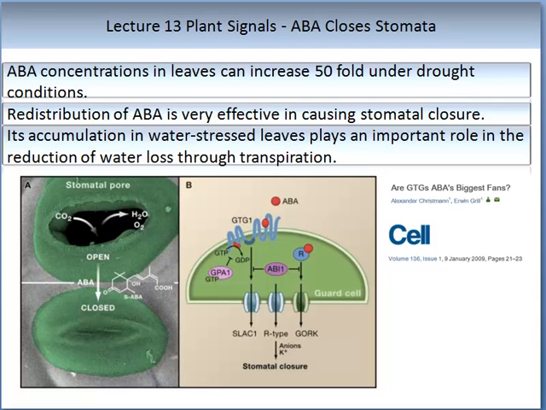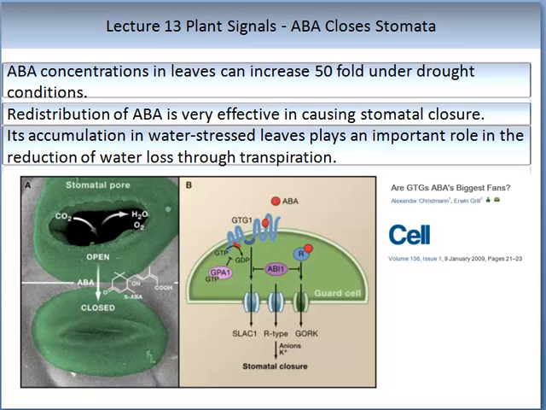ABA is one of the components responsible for the closure of stomata. ABA concentrations in leaves can increase up to 50-fold under drought conditions. Redistribution of ABA is very effective in causing stomata to close. Its accumulation in water-stressed leaves plays an important role in reducing water loss through transpiration.